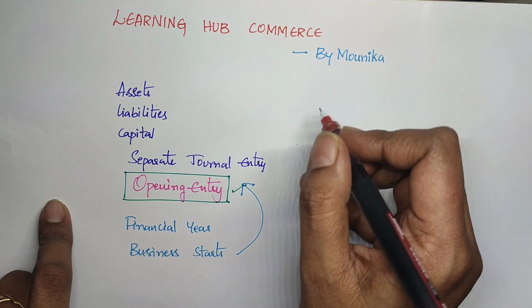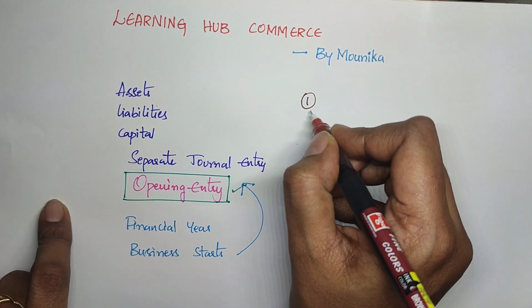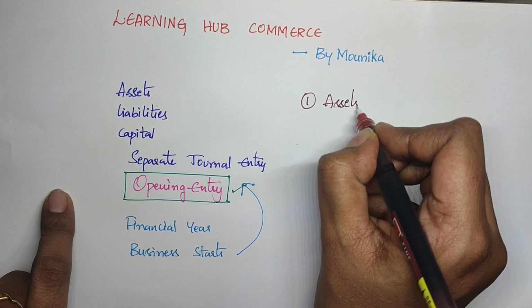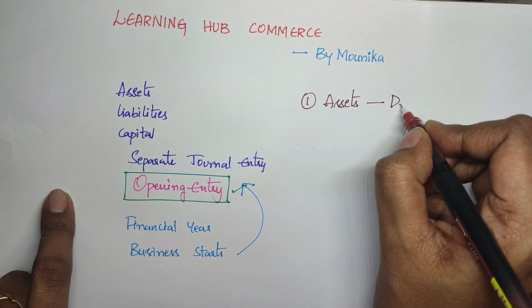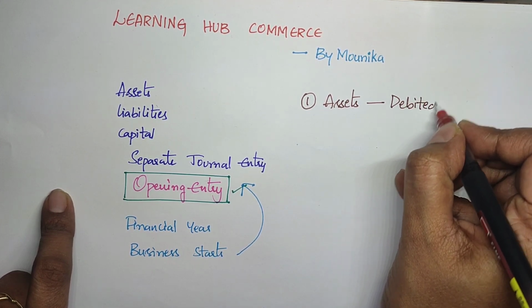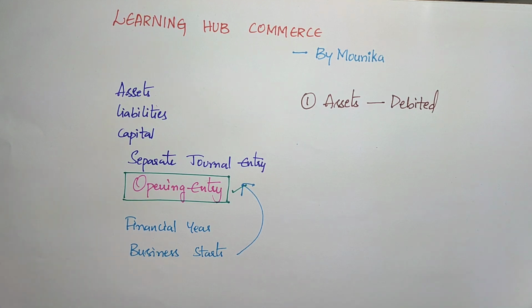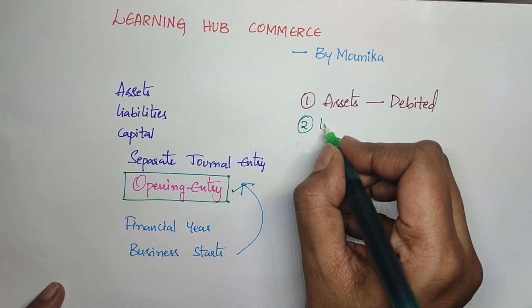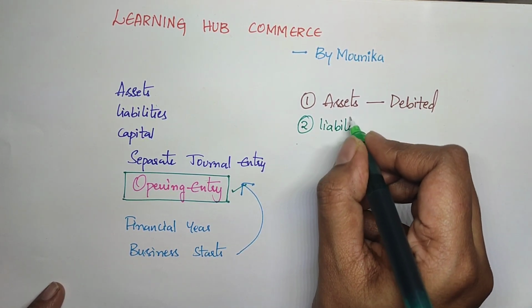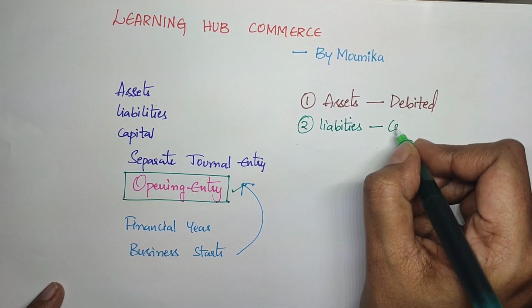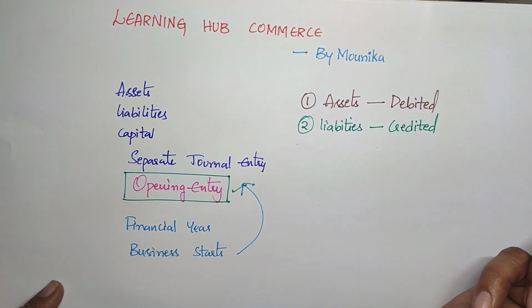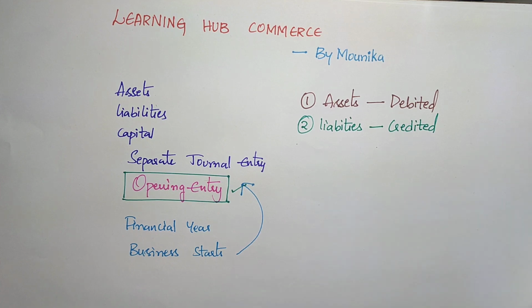Okay, points to be remembered here. Point number one, all the assets accounts are to be debited. Now, point number two, all the liabilities are to be credited.